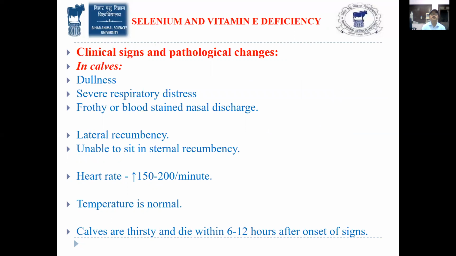In calves, dullness and severe respiratory distress are accompanied by frothy or blood-stained nasal discharge. Affected calves and foals are in lateral recumbency and unable to sit in sternal recumbency, even when assisted.